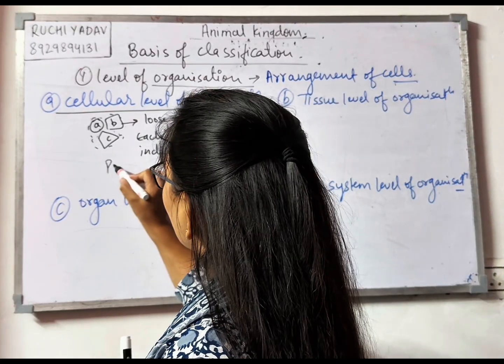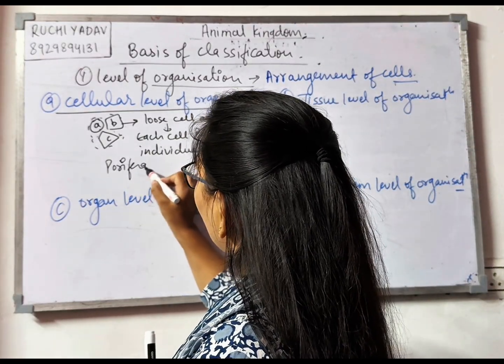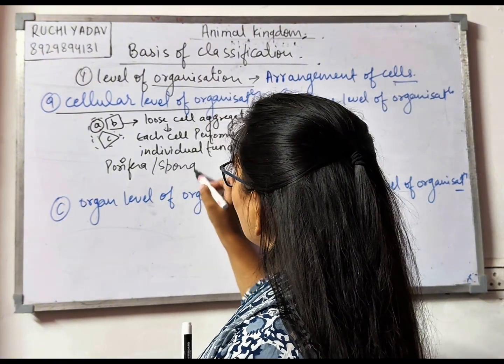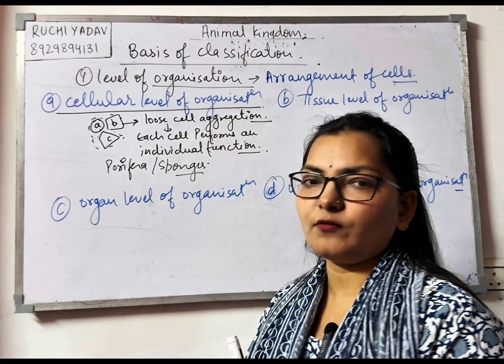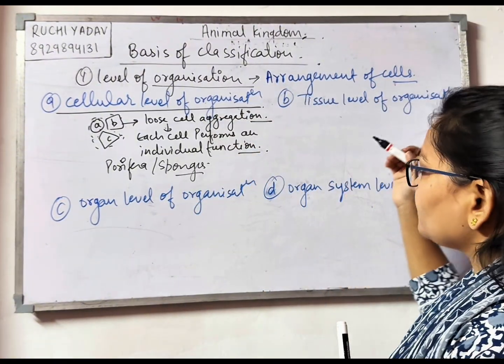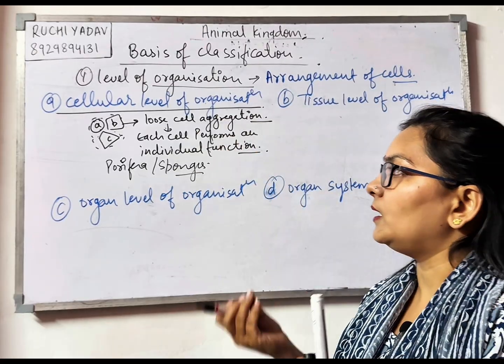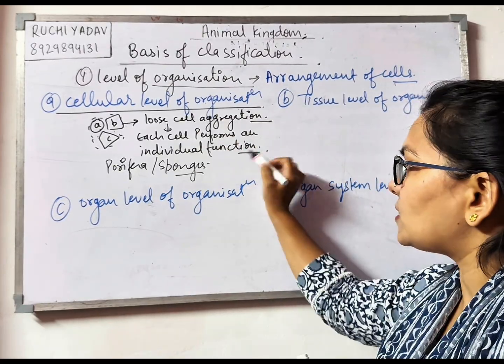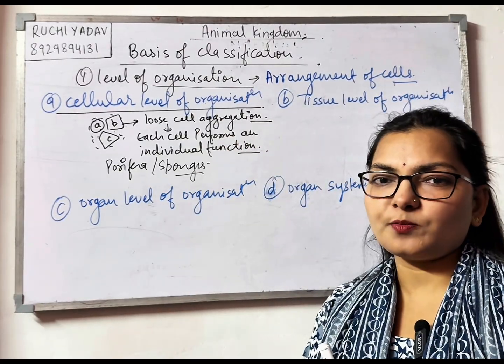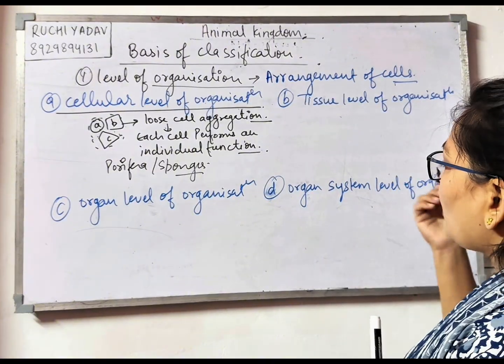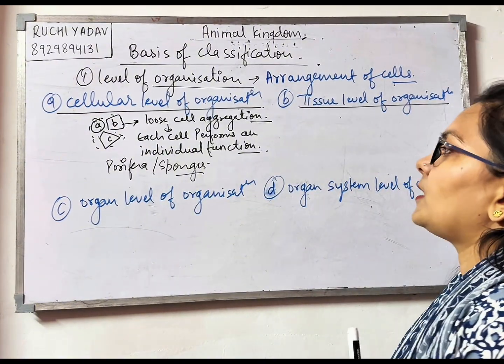This type of organization is found in the phylum Porifera, or commonly known as sponges. This is a very basic type of organization, where you can see very little division of labor also, because each cell is specialized to perform its individual function. Moving on to the next, that is tissue level of organization.